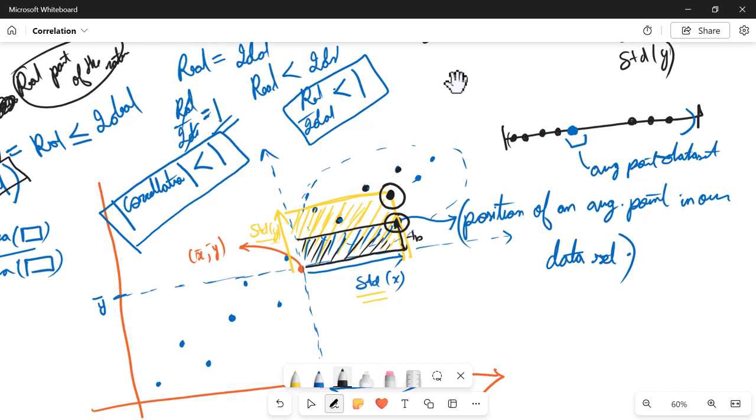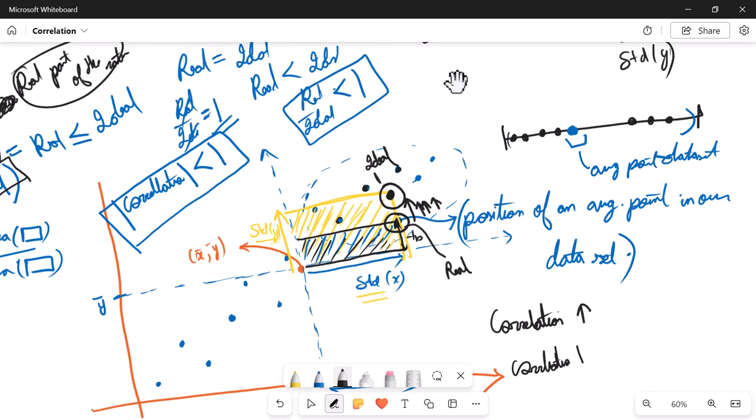The more this point gets closer to our ideal point, which is this one, this is the ideal point, and this is the real point, the more our real point gets closer and closer to the ideal case, our correlation value increases. And the more far away it is from the ideal case, our correlation value decreases. So this is what in essence it is actually measuring.